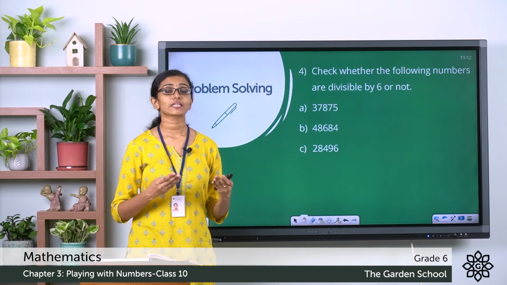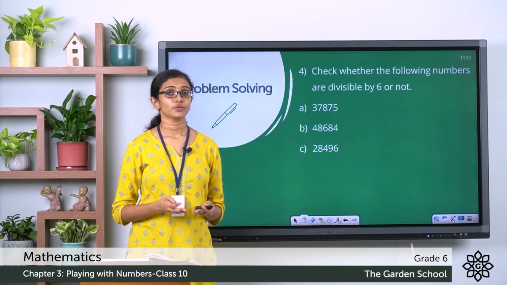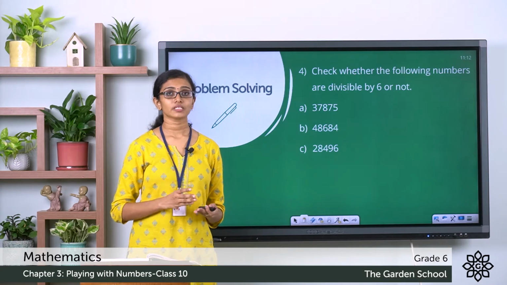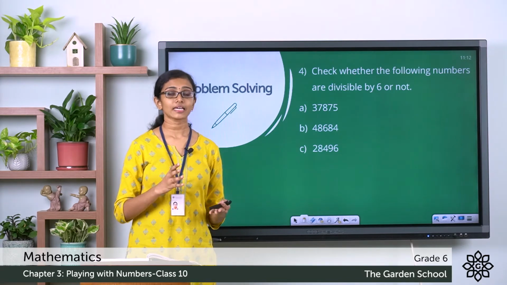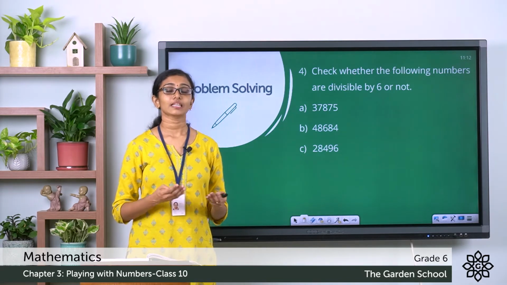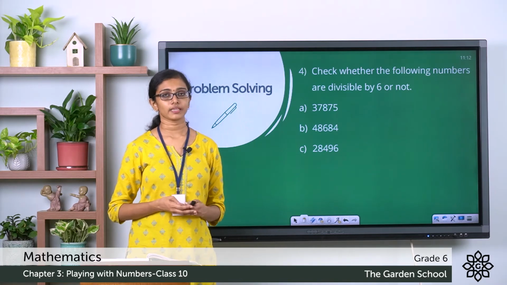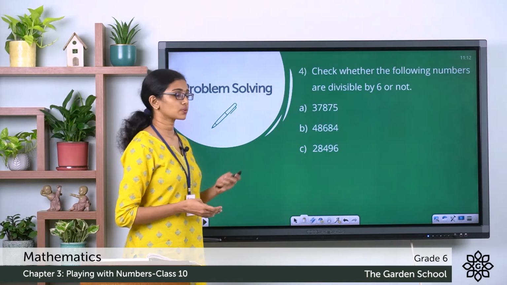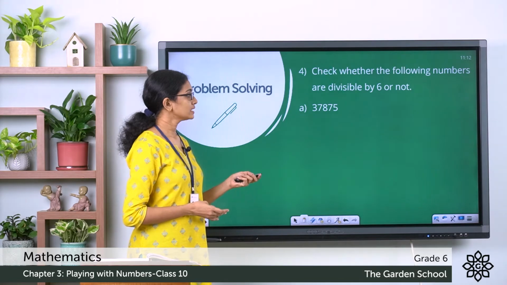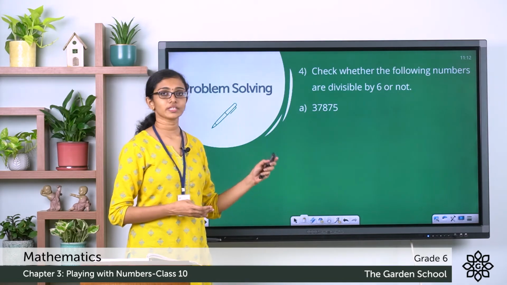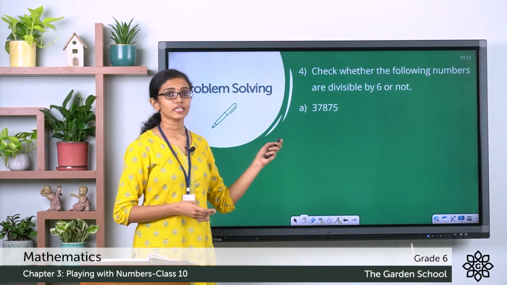Now how do you check the divisibility by 3? You need to take the sum of the digits of the given number. If that sum is a multiple of 3, then the given number will be divisible by 3. So let's take the first question. Question A, 37,875. Is this an even number?